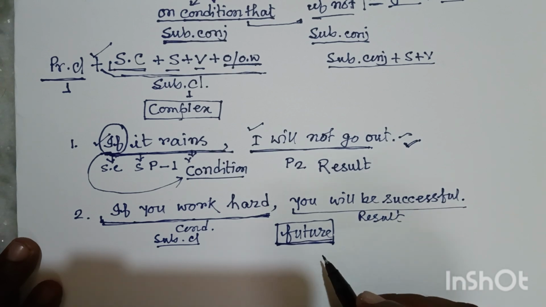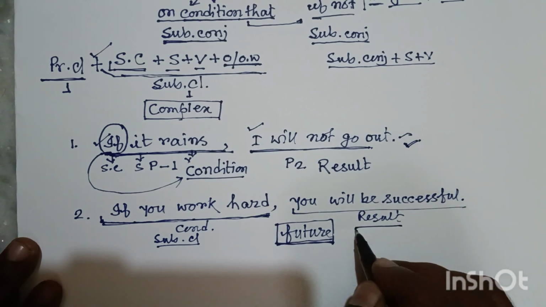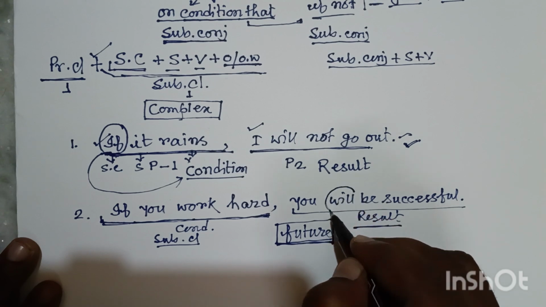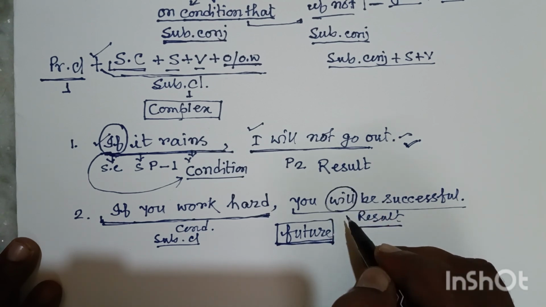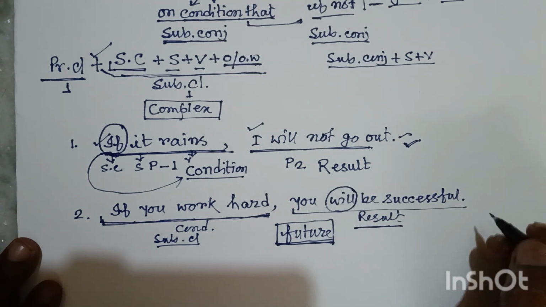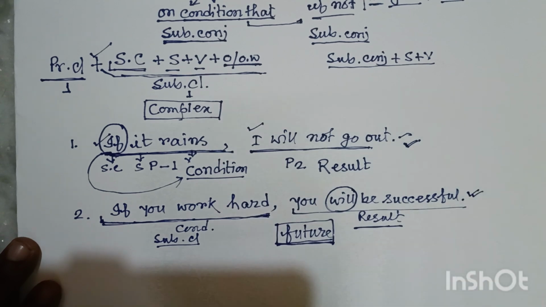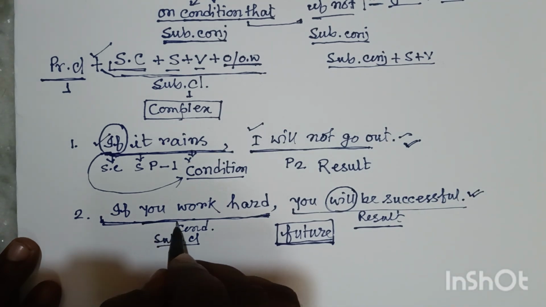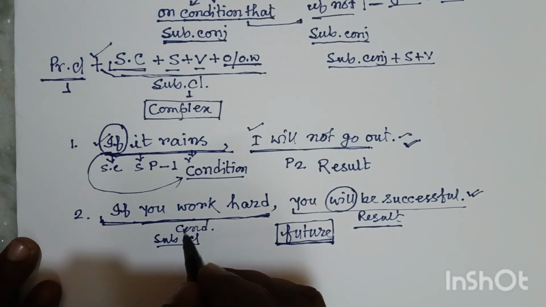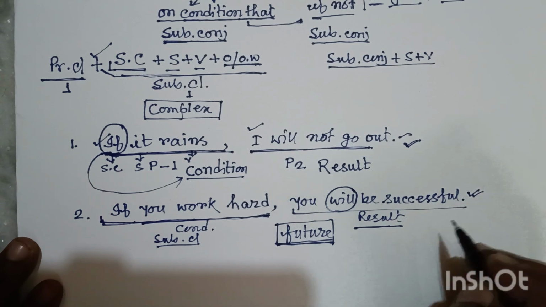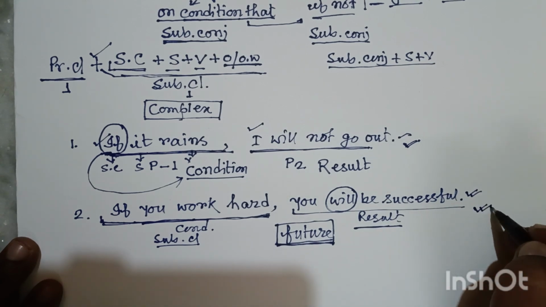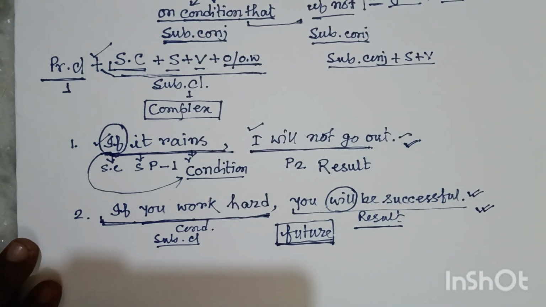Friends, in this situation, always the result part will be future. You can see we have done the same thing. We have used the modal will here in the result part. In the condition part, there is present structure. Actually, my dear friends, this is a future tense. We should remember it always.